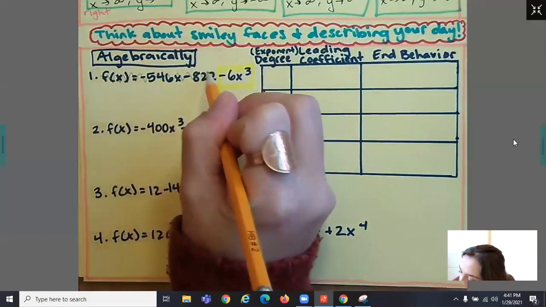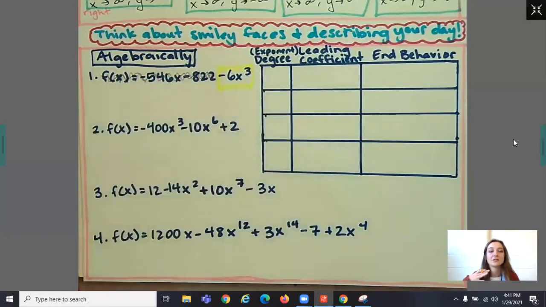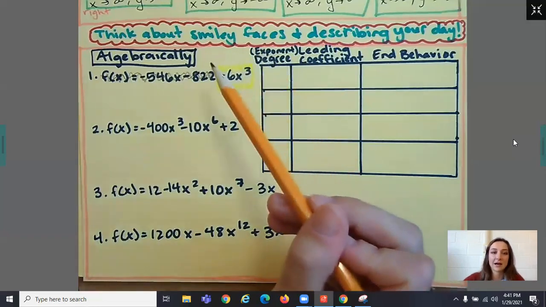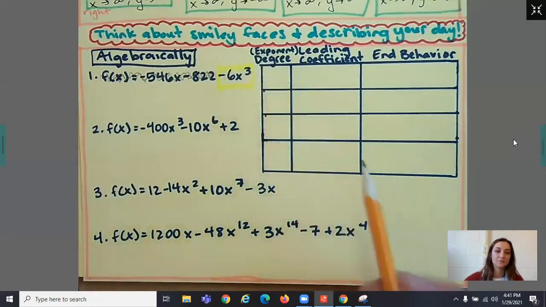We don't even need any of this information over here, okay? So we don't need to focus on any of that information. All that we need to look at is this term right here, the one with the highest exponent on it. So we're going to start by looking at the highest exponent, and the highest exponent is 3. So what we're going to ask ourselves is, is that even or is that odd?